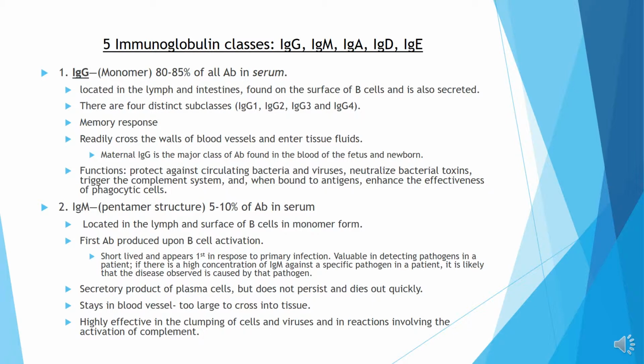IgMs are secreted by plasma cells and generally remain in the blood vessels because they are too large to cross into the tissue. IgM is much more effective than IgG in causing the clumping of cells and viruses and in the reactions involving activation of complement.